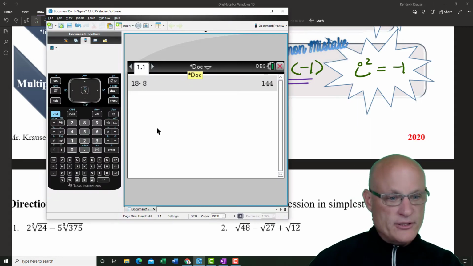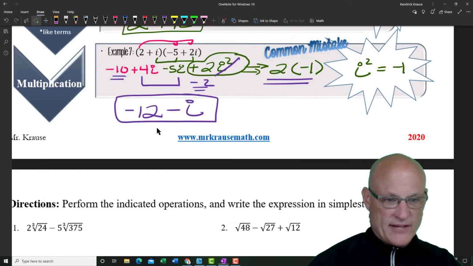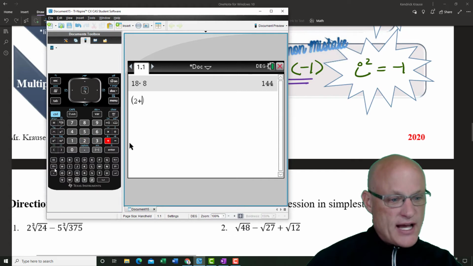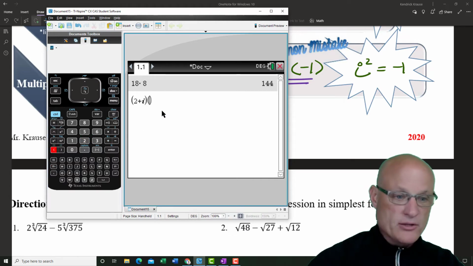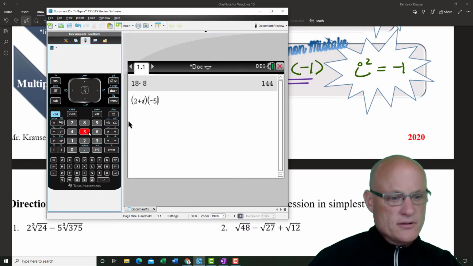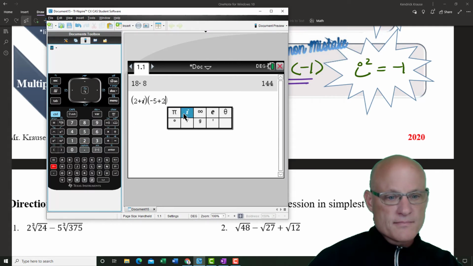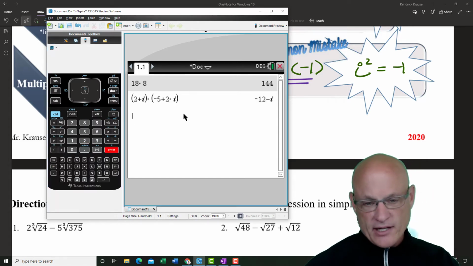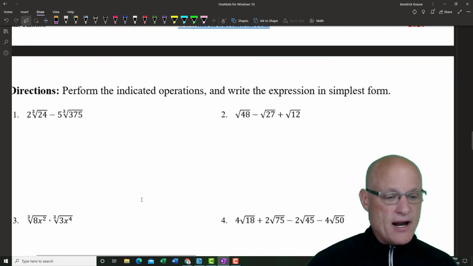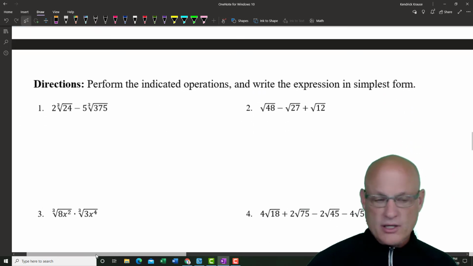Now the cool thing about all this stuff is you can do this on your calculator as well. Let me get over to the calculator. I'm just going to show you with this last example, which was really hard. 2 plus, don't forget you got to use the i that's over here, the imaginary i that's in the pi menu. Negative 5 plus 2i. And just press enter to get negative 12 minus i. So it'll check it. Yeah, if you don't show this work, though, you get nothing. You get nothing. All right, let's work on some practice.